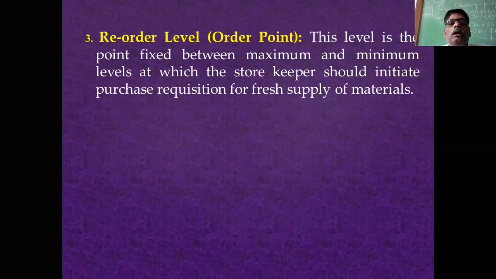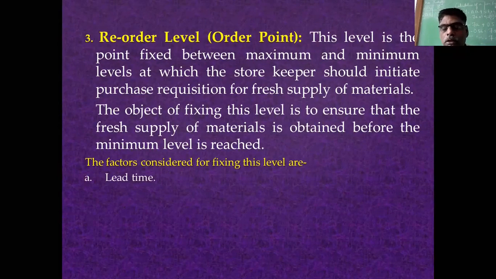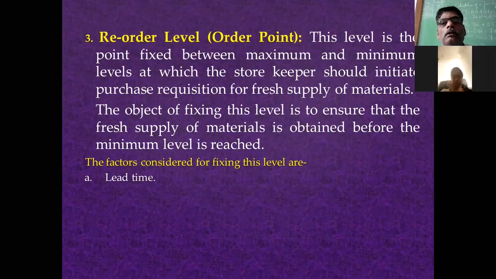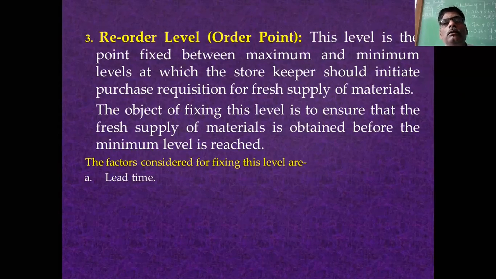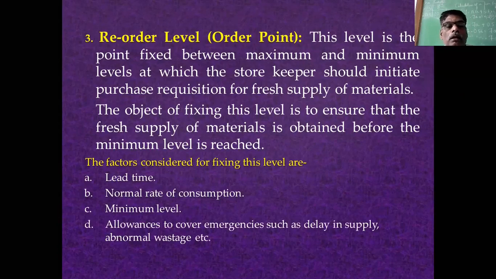This reorder level is calculated on the basis of three factors. One is the maximum consumption, then another is maximum delivery period or lead time. Here you have to consider the following points. One is lead time. Lead time is time required to get the new stock. Whenever you place new order, after placing the order, how many days it will require to get the new stock or purchased material, that is called as lead time. And second is normal rate of consumption. Then you have to consider the minimum stock level and allowances to cover the emergencies, etc.